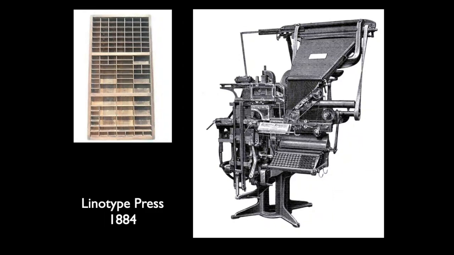And once you were done with the type of the day, you took your old lines and threw them back into the hopper. They melted down and you were ready to create the next day's newspaper. So this machine dramatically sped up the use of words in the newspaper. It allowed people to create whole lines of unique type quickly and easily.